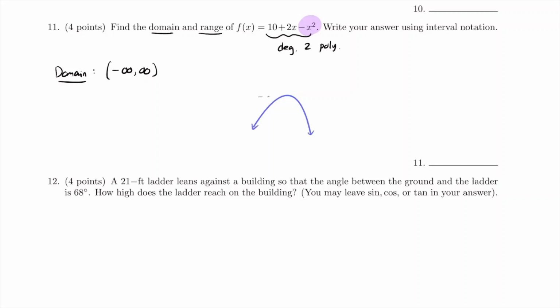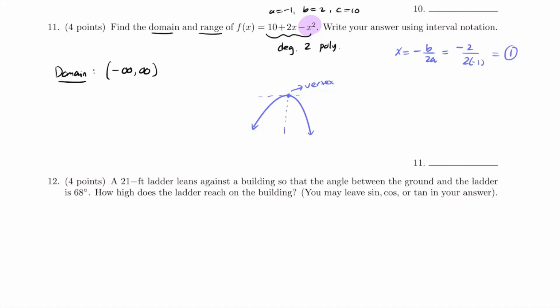Now we want to know how high this will go. Well, that's where the vertex is. So if you can find the y-coordinate of the vertex, that's how far the range would go from negative infinity up to that point. So we know the vertex can be computed by x equals negative b over 2a. So if I plug in my b and a, I know a is going to be negative 1, b is going to be 2, and c is 10. So plugging this into x equals negative b over 2a, I have negative, b is 2, over 2 times a, which is negative 1, which is positive 1. So this happens at x equals 1.